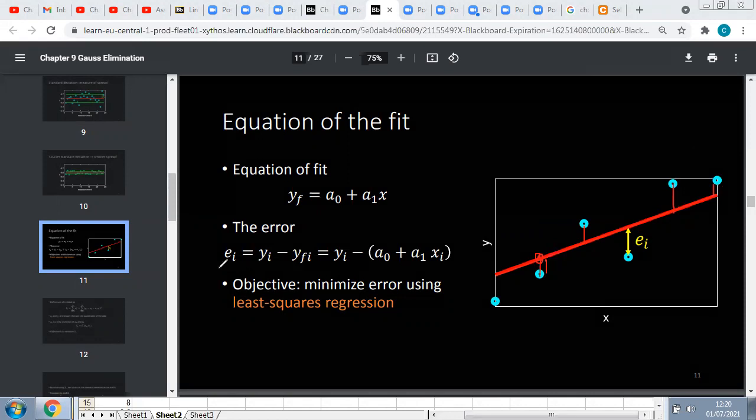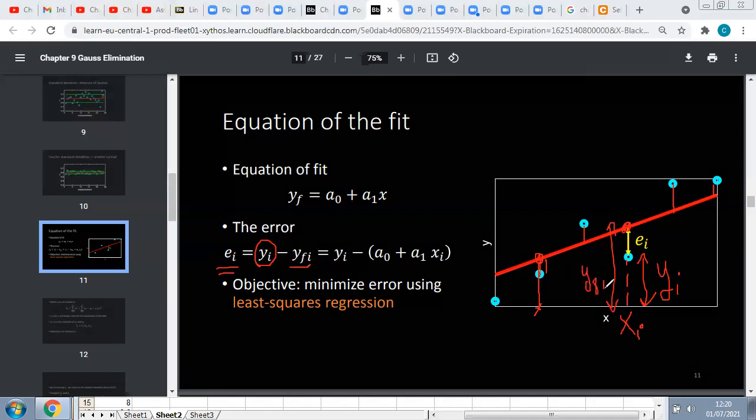So I can define the error, okay, at any point. The error is equal to the actual measurement data, yi, minus the value of the fit at the same xi, okay? And since it is at the same xi, so here, if I consider this is my xi, for example, for any xi, I have yi experimental, this one. This is yi. And y fit is y corresponding to the same x. So this is y fit at i.